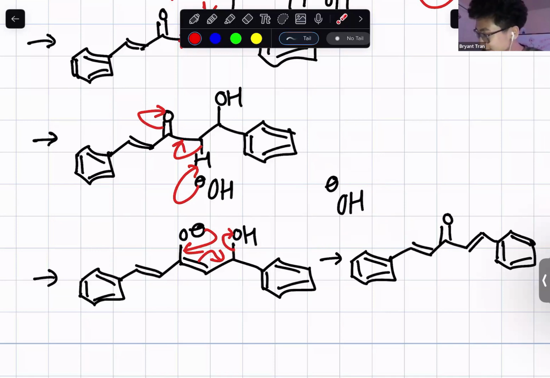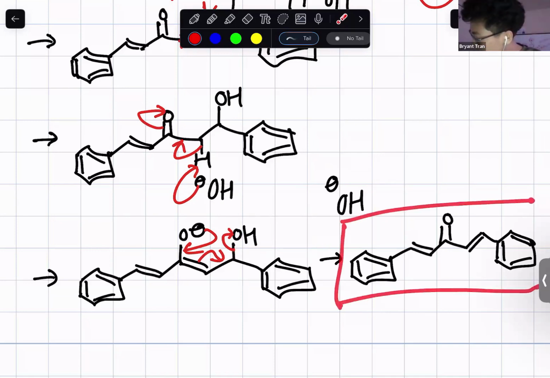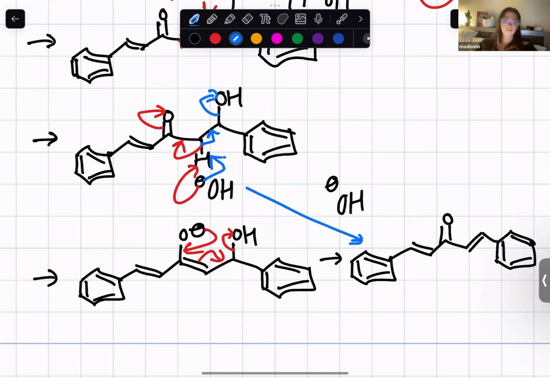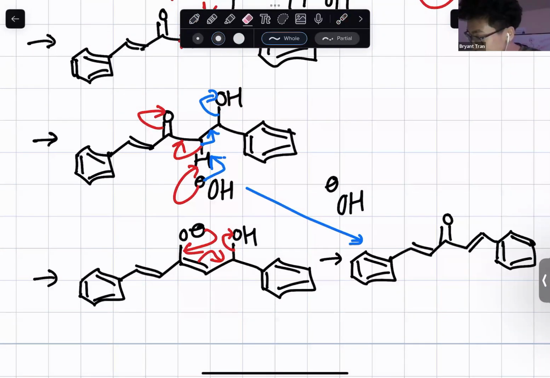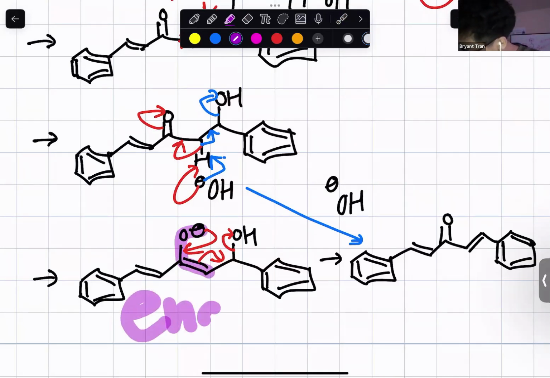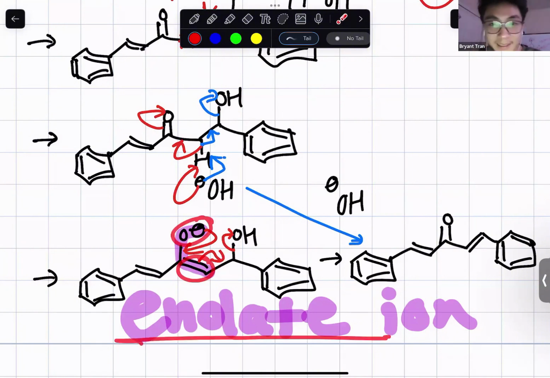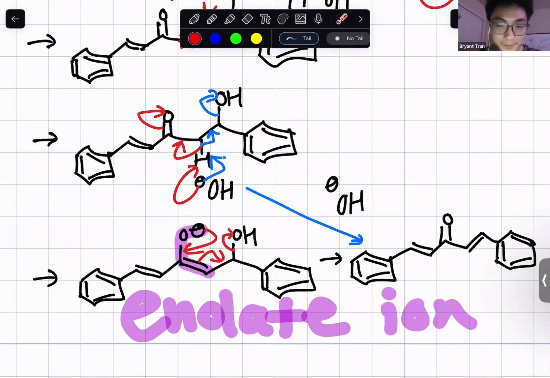Okay. So let's look at this final answer here. We could have reached there from, let's say, drawing the arrows in blue like this. Grab that alpha hydrogen, make a double bond right there, kick out the OH, and that would directly give us this final answer right there. But we don't do that for mechanism. We want to show this enolate ion here, which is the purple highlighted part of the molecule. An alkene next to an O minus. Enolate ion, like that, in the mechanism.